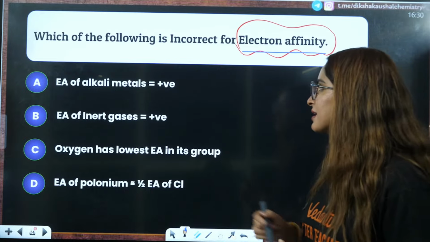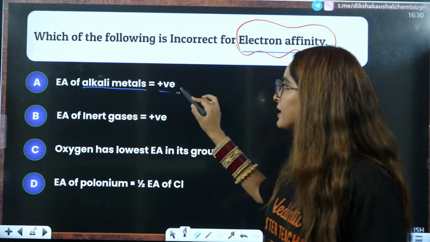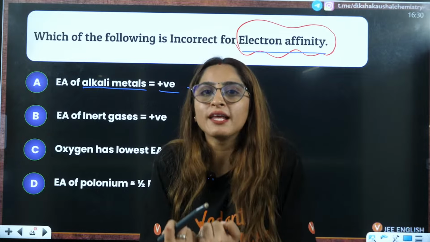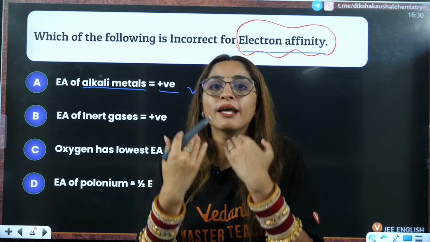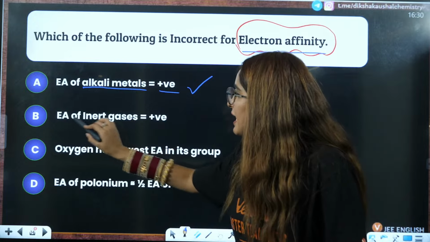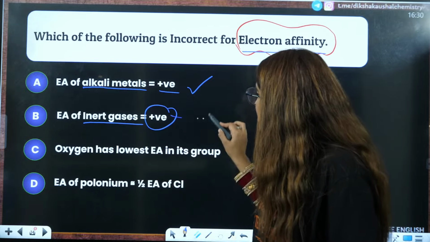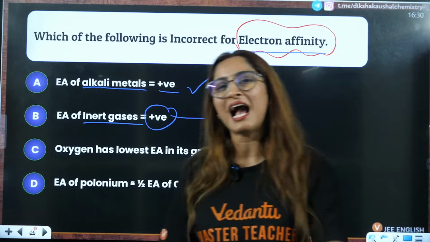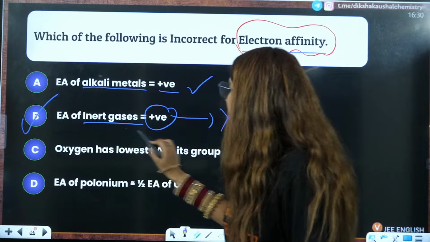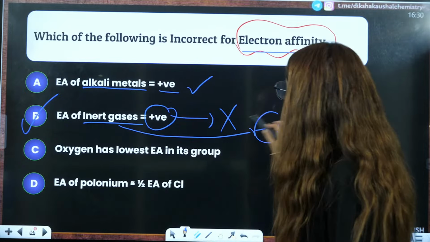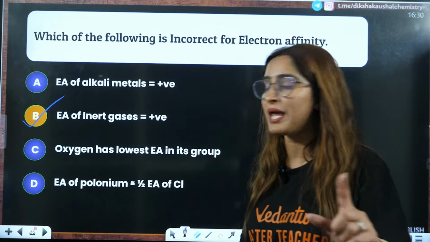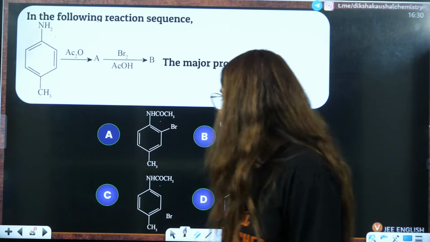If you see this here, electron affinity of alkali metal is positive. Yes. Affinity means the tendency to gain electron, that I want to gain the electron. That is affinity, right? So here, electron affinity of inert gas is positive. No, inert gases are like, I am not hungry at all. I don't want to gain any electron. So that is why electron affinity of inert gases is going to be negative. That is the incorrect statement. So the answer is B.